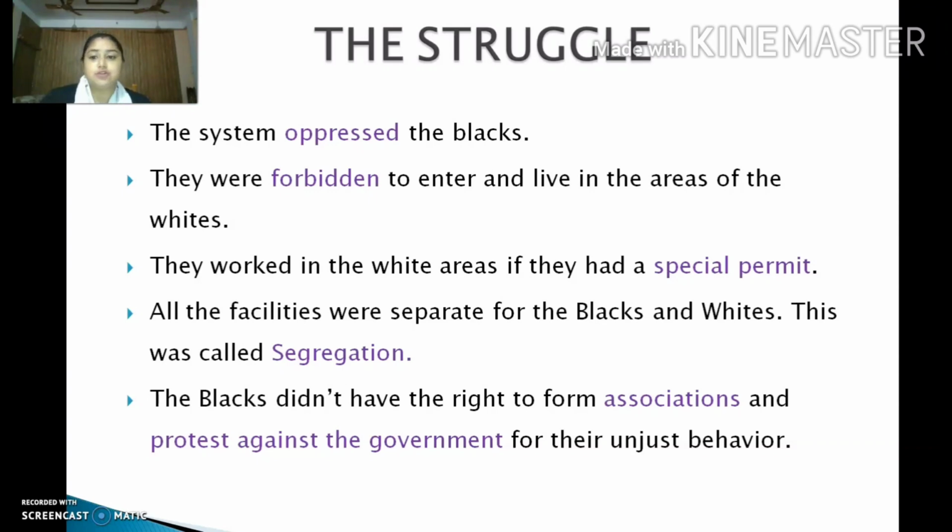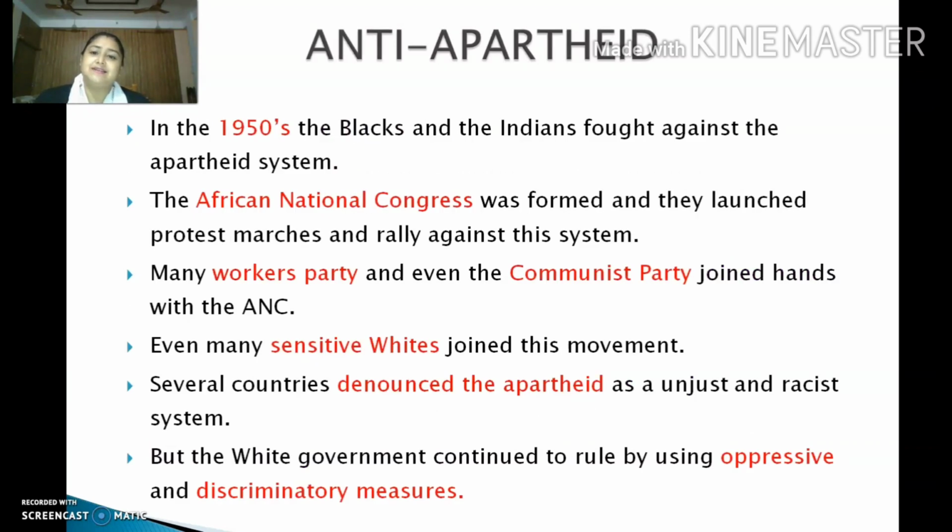All right. So as I told you before also, the blacks did not have any political right at all. And also their right to form association, their right to form a political party, their right to criticize the government or protest against the government for their unjust behavior, everything was taken away from the blacks. And it was about their struggle. And now let us see what is anti-apartheid. Anti-apartheid is a movement which was organized by Nelson Mandela and his companions, and it was through this anti-apartheid movement that the apartheid system was taken away.